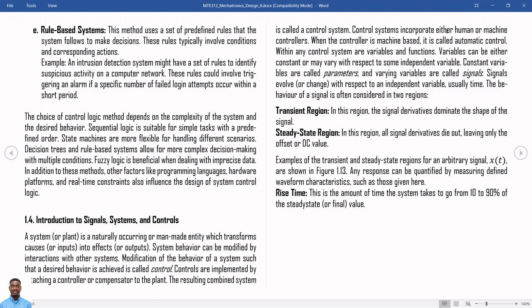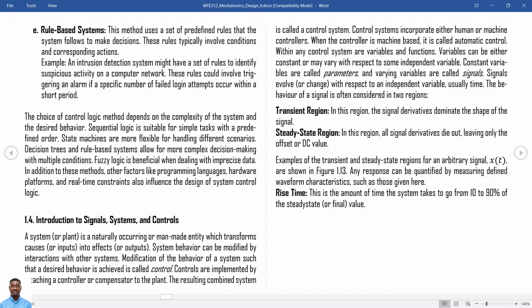And when you attach a controller or a compensator to a system, you have a control system. Your controller in this case can either be a human or a machine controller. When it's a machine-based controller, then you have what we call automatic control.